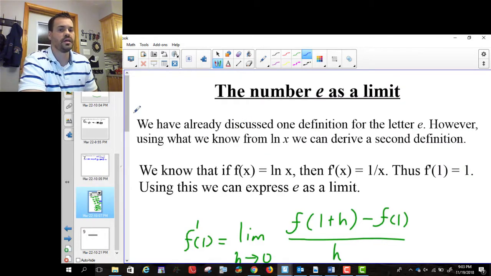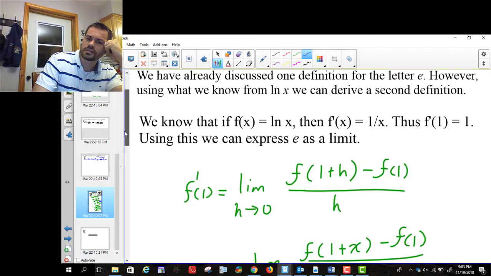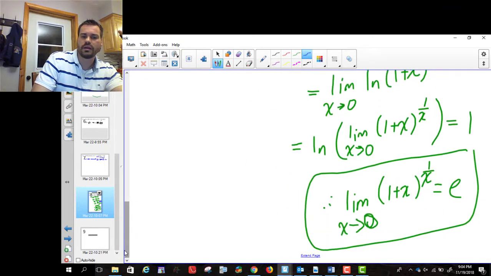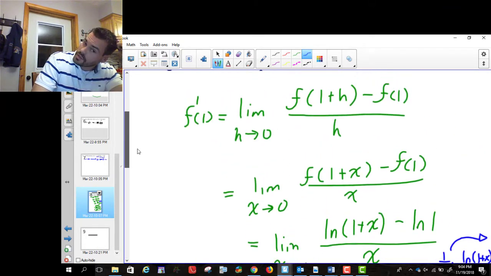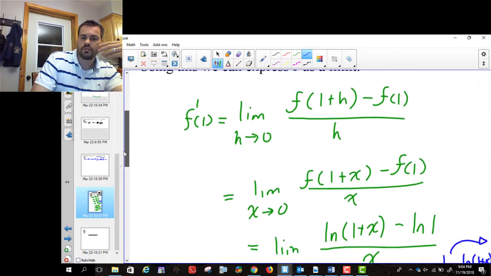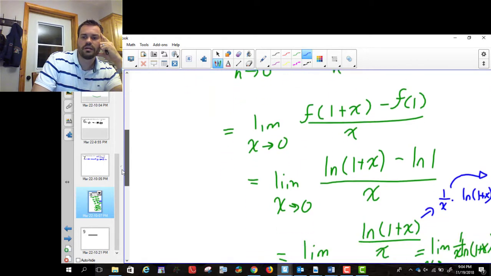Okay, now I'm just going to take a moment to say, if you know that ln x is log base e, then you can get a different definition. I'm not going to spend much time on this, but you can also define e this way. You don't need to know all of what's going on, but essentially we say f prime of 1 is 1. So we say, what's the limit as h approaches 0 of f of 1 plus h minus f of 1 over h? And assuming that ln is our function, we get ln of 1 plus x minus ln of 1.